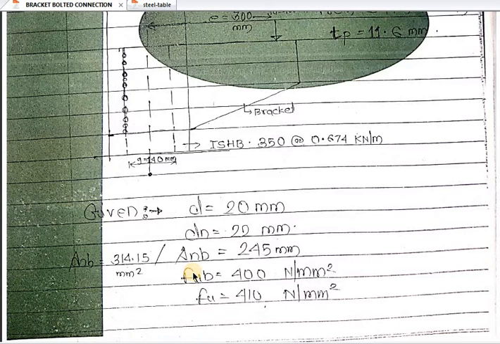So as per again IS 800 2007, for grade 4.6 we are taking fub as 400 Newton per mm square, fu as 410 Newton per mm square, and fy, the yield strength of steel, as 250 Newton per mm square. These three things we have to take directly from IS 800 2007. If it is not given, we can assume this. You have to recall and keep in mind these values. fub will always be 400 Newton per mm square, and fu we will take as 410 Newton per mm square.